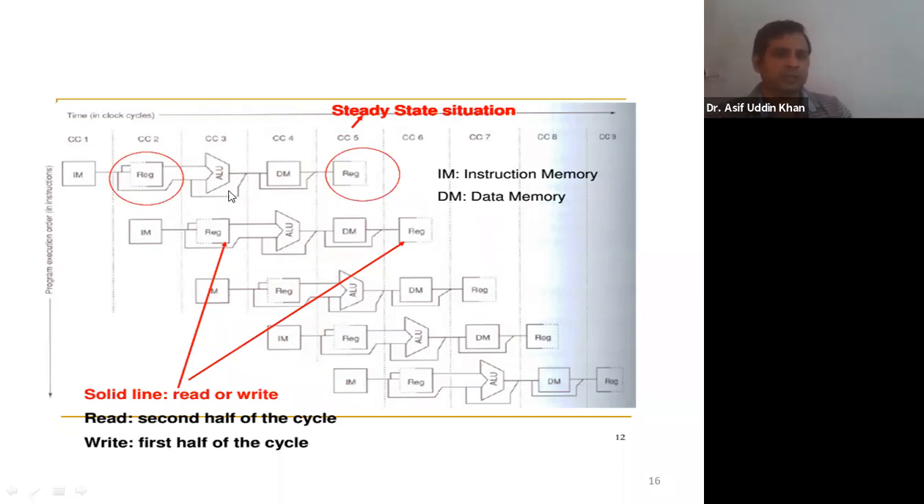So this is the complete picture of the pipeline. This solid line shows the read or write operation. The read operation is done in the second half of the clock cycle, and the write operation is done in the first half of the clock cycle. Here, IM means instruction memory and DM means data memory.